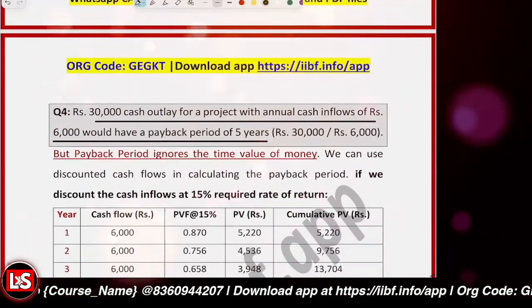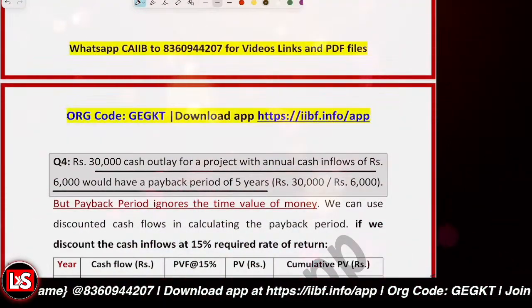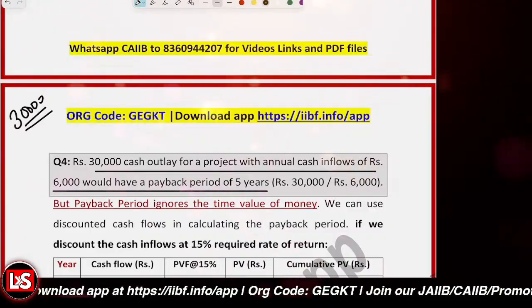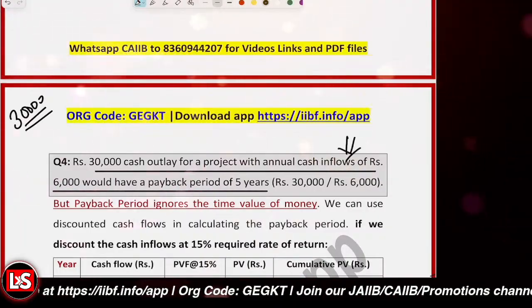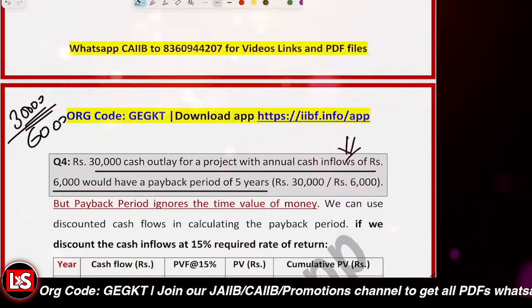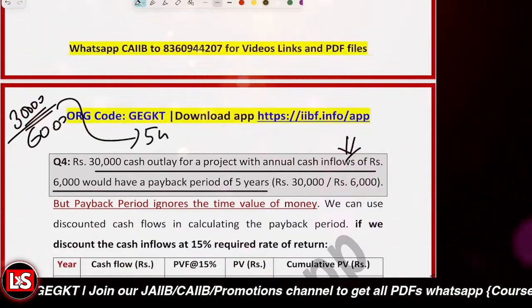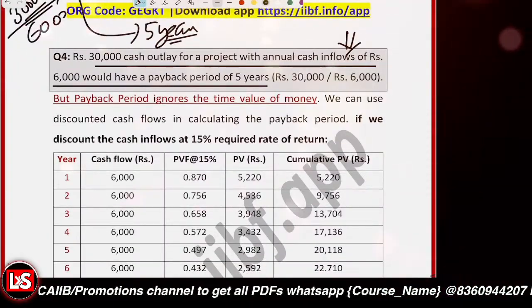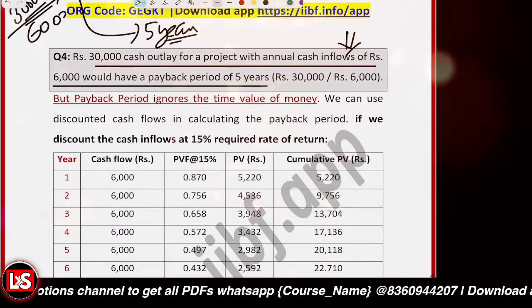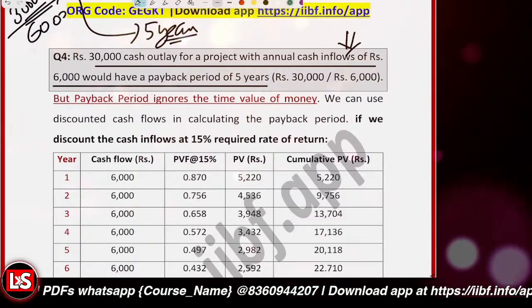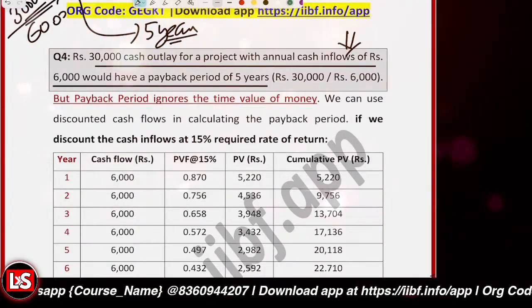Definitely. If you have an initial investment of 30,000, and the cash inflow is rupees 6,000, then the total amount will be recovered in 5 years. The payback period would be 5 years. But as I told you, the payback period is basically neglecting what? It is neglecting the time value of money. Time value of money is related to what? That we have to discount the future cash flows.